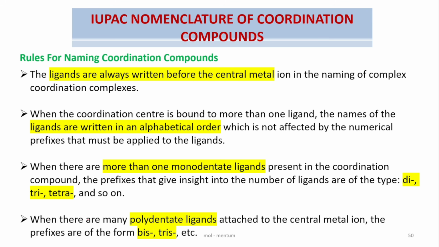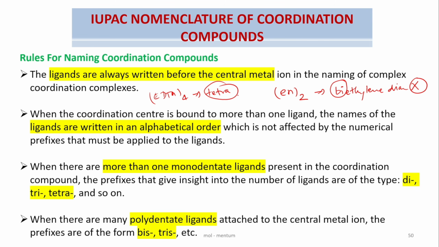In case of a polydentate ligand, this part is important. Now, if the ligand is polydentate, suppose I have ethylenediamine, that too twice. Now I cannot write diethylenediamine. This is incorrect, because to name any polydentate ligand, this prefix is not used. Di is not used. Suppose I have to write EDTA, then it is 4. Then I cannot write tetraethylenediaminetetraacetate. No, these prefixes are only for monodentate ligands.